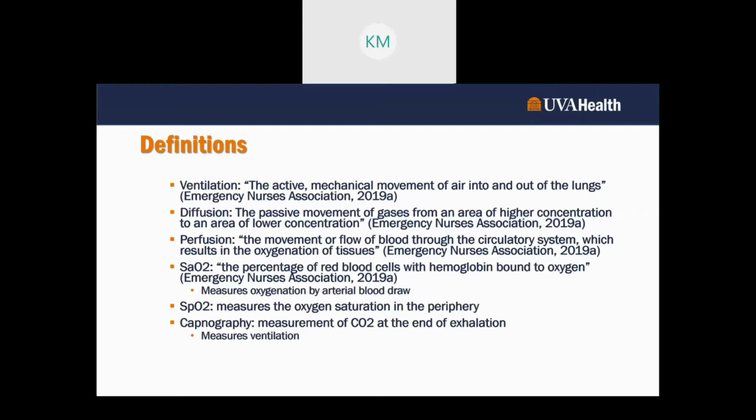SaO2 is the percentage of red blood cells with hemoglobin bound to oxygen, right? So this is the arterial blood draw measurement, what our oxygen saturation really is. SpO2 is the happy little thing that we put on people's fingers. Our pulse ox will measure this. It measures the oxygen saturation in the periphery. Now it may get a little wonky, right? You talk about carbon monoxide and other things that can make that reading go awry.